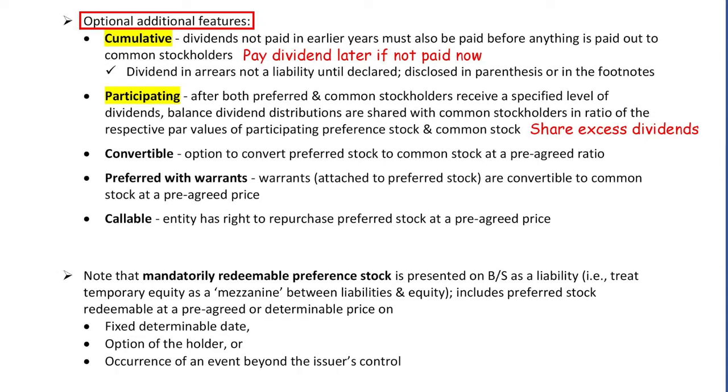Now it could also be convertible preferred stock. Now in this case, the preferred stockholder has an option to come back with the preferred stock and take home common stock. So right there, stockholder's option. A company could also issue preferred with warrants. So in that case, the preferred stockholder could continue holding on to his preferred stock, come back with a warrant and convert it into common stock.